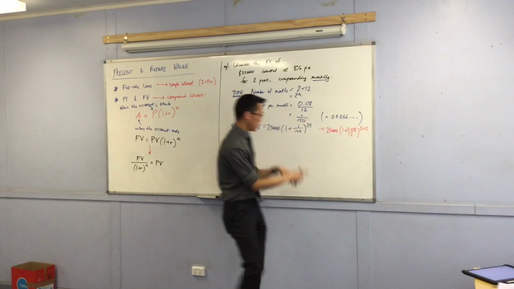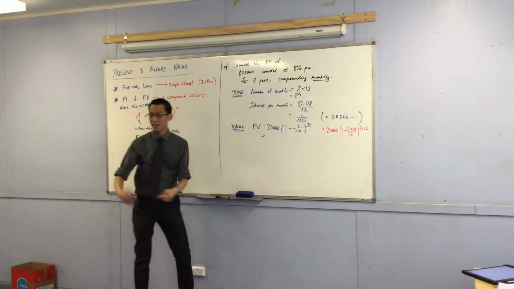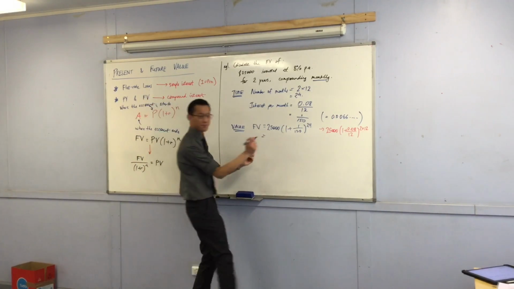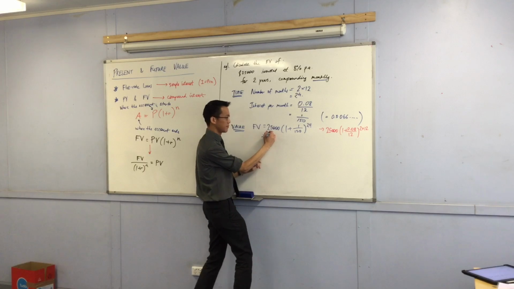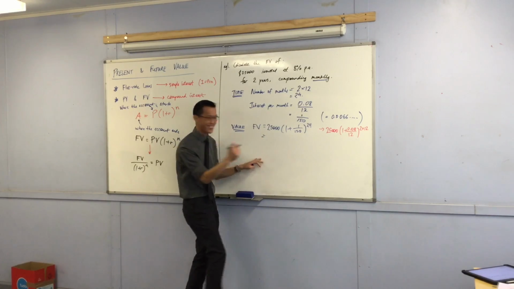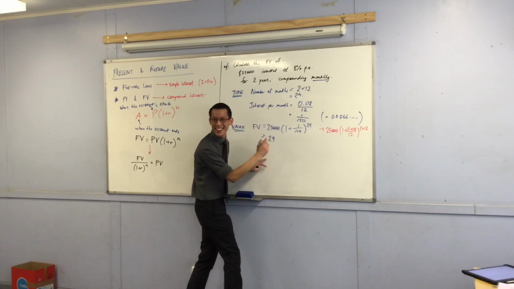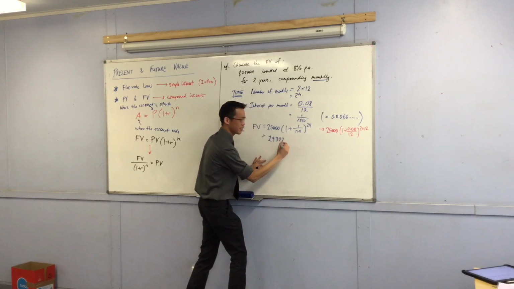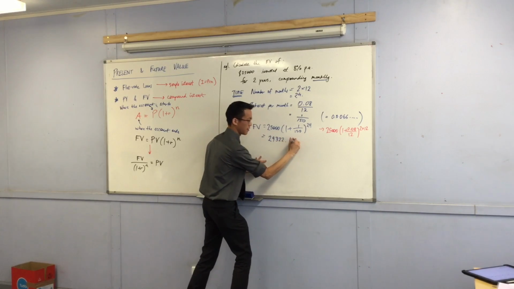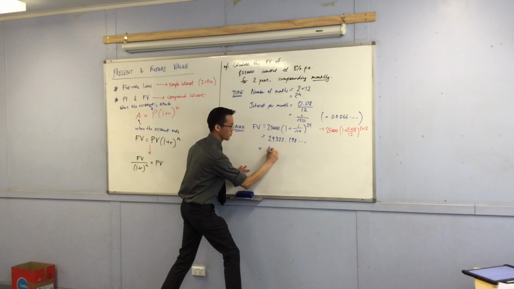Once you've done that, whichever road you go by, you punch it into your calculator and out pops a number, which is? 29,322.19829. So round into 20. Okay, so now I'm going to round.